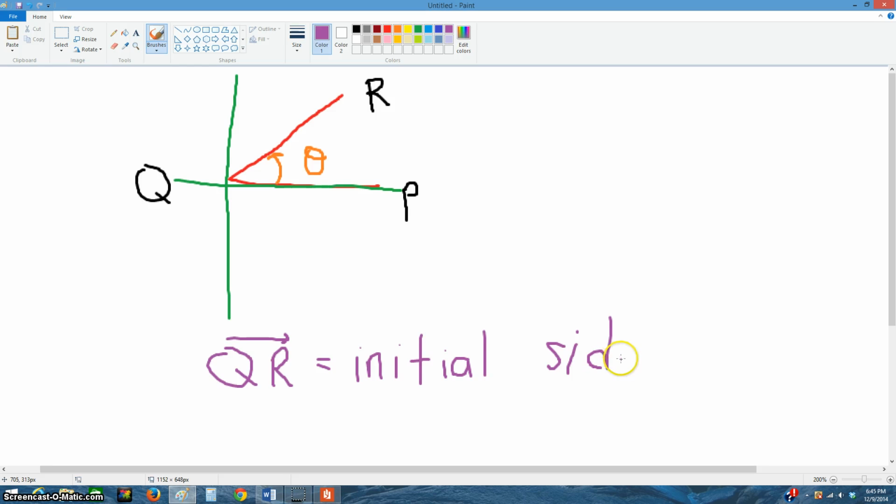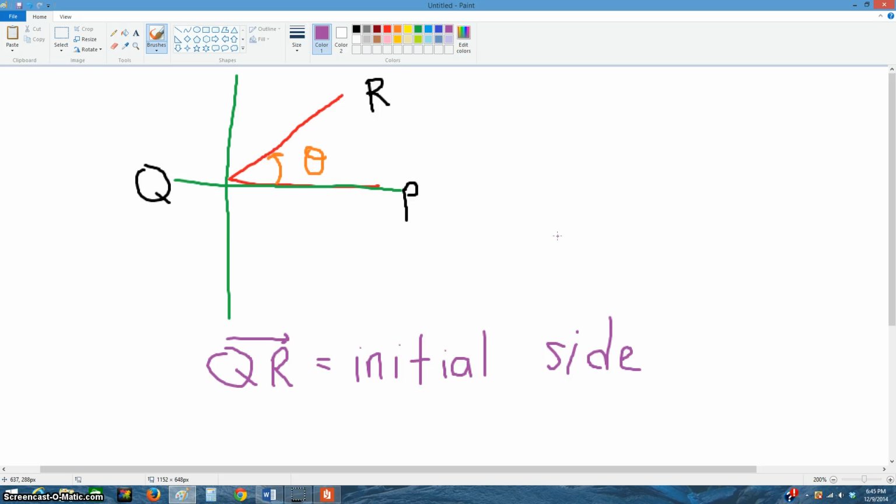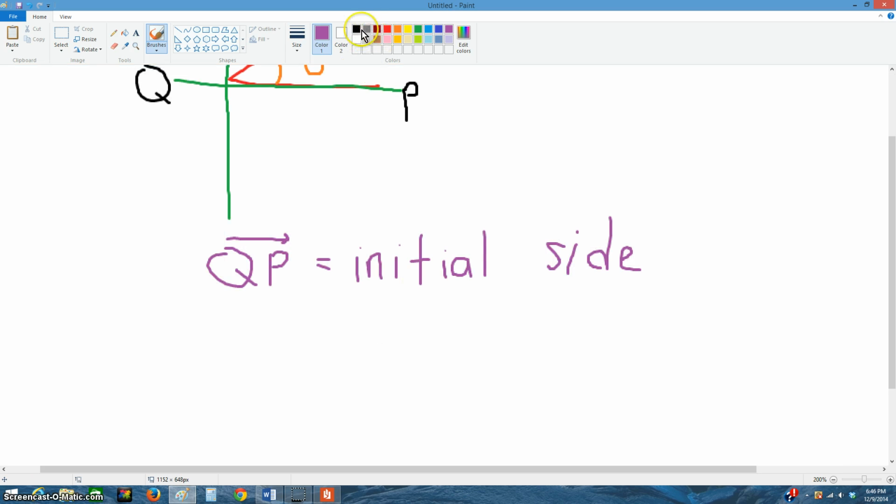And what about ray QR? Okay, this is kind of similar to vectors also. It was always given initial and what? Terminal, that's right. Okay, so ray, ooh, I messed up. Hold on, let me change this right quick. QP, I don't know why I said QR. Let me change that. So that's QP. There we go. And QR is what we call our terminal side.